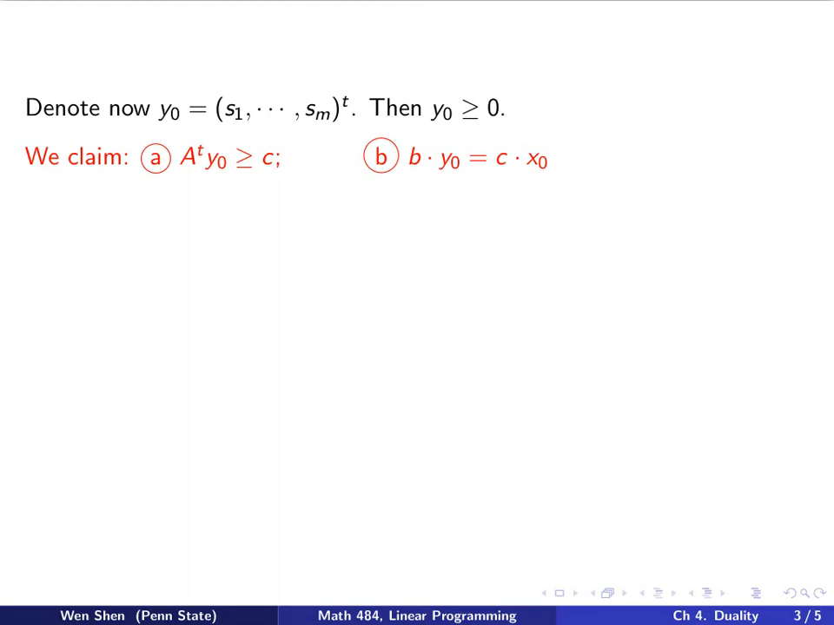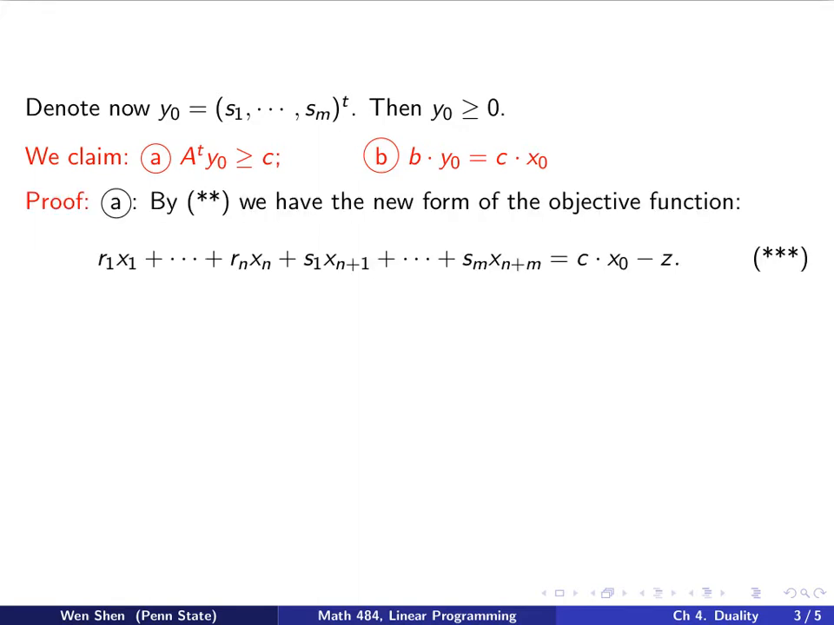Okay, we now make two claims, A and B. Claim A says A transpose times y naught is bigger than or equal to the c vector. And claim B says b dot y naught equals c dot x naught. So let's take our time and prove these claims one at a time. Let's first prove A.